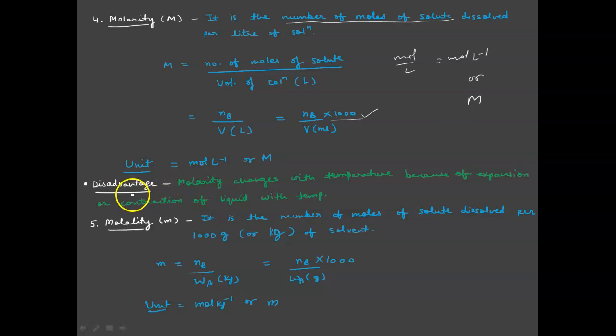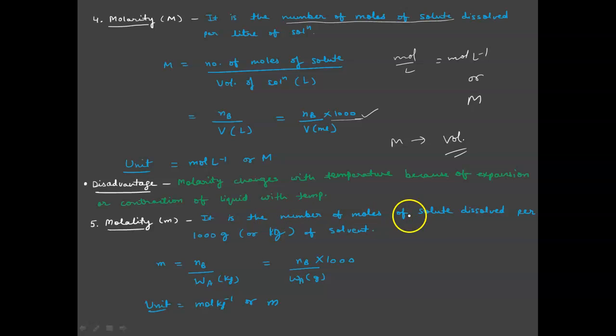Now, disadvantage. Molarity has a disadvantage. Molarity changes with temperature because of expansion or contraction of liquid with temperature, because molarity depends on volume and volume is not fixed, it keeps changing with the temperature. As a result, molarity value also fluctuates. So molarity changes with temperature due to its dependence on volume. Now to overcome this disadvantage, we have another concentration of solution method, molality.